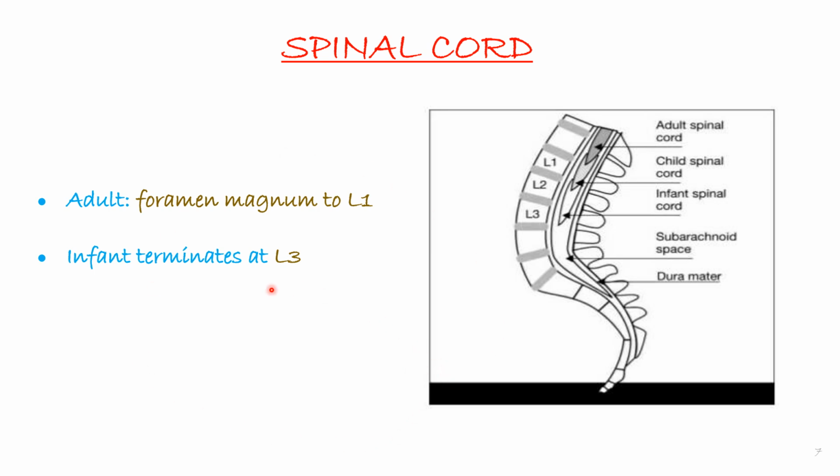This is very important because, as we have said, spinal anesthesia injects the local anesthetic into the subarachnoid space. So if you have to inject, you have to inject below the end of the cord. For an adult, you have to inject below L1 or L2. So that is L3, L4, or L4, L5.